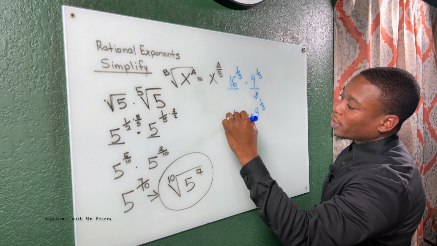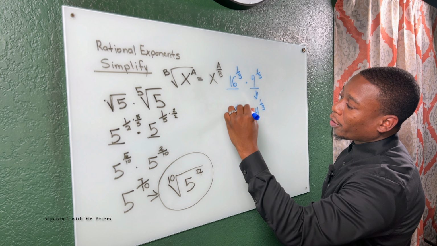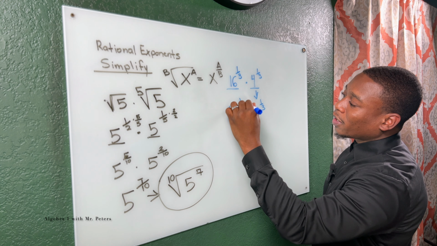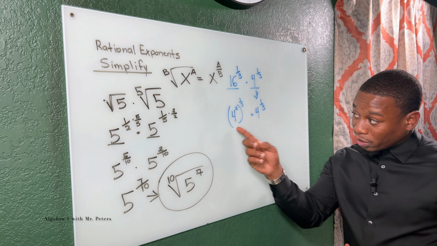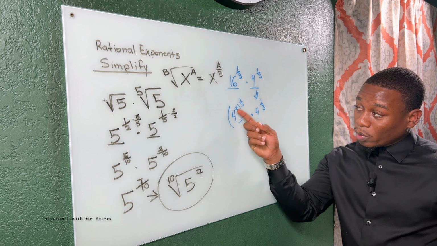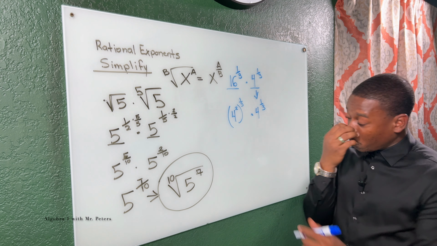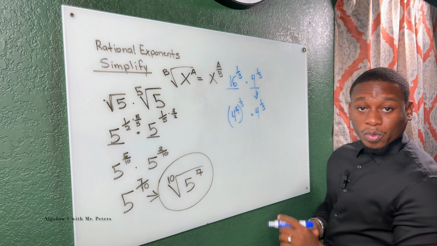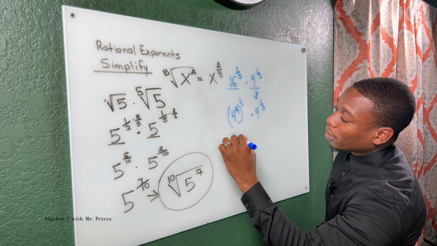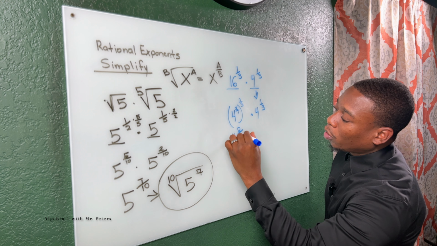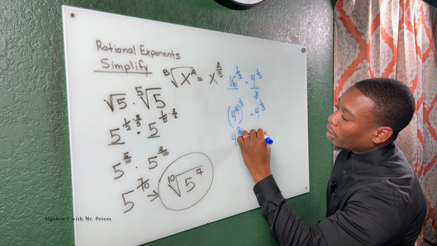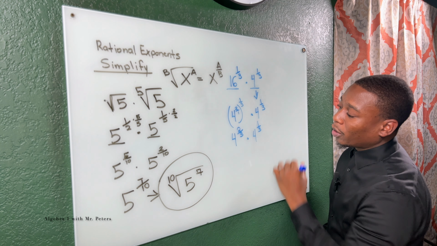16 is going to change into 4 squared, and that exponent stays the same. Now, before we could actually multiply or add these exponents, we have to simplify this power of a power rule, meaning I'm going to multiply 2 times 1/3. So now this turns into 4 to the 2 over 3 power multiplied by 4 to the 1/3 power.